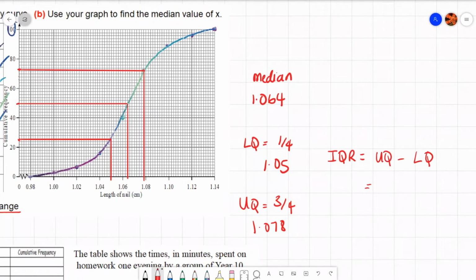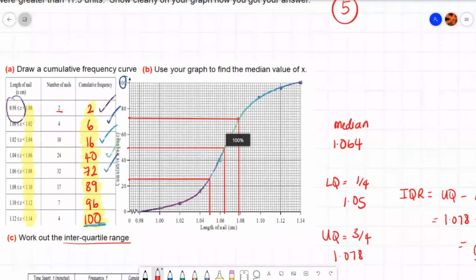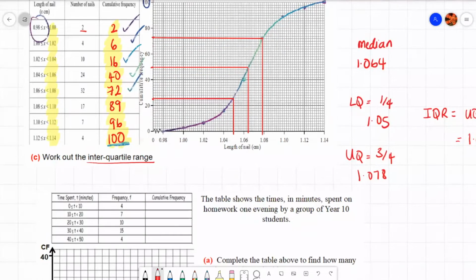Okay, so in this situation here, I have got my upper quartile to be 1.078, subtract my lower quartile, which is 1.05, and you can use a calculator for this, and my answer there is 0.028. Okay, and that is my interquartile range. We've worked out the upper quartile, the lower quartile, the median, and then we've used this to work out our interquartile range. Nice and simple and straightforward. Let's have a look at one last example here.